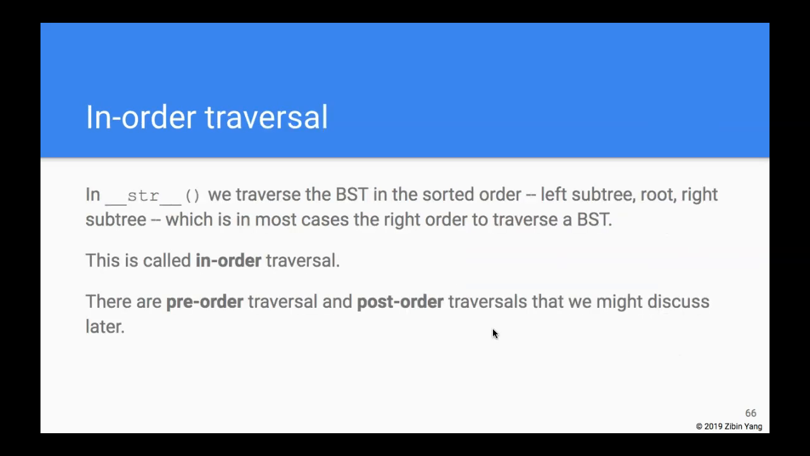So we've done the dunder string, and we traverse the entire BST in a sorted order. We visit the left subtree first, and then the root, and then the right subtree. So that's really, in most cases, how you would traverse a BST, because it's sorted, right? And this order, left subtree, root, and then right subtree, actually has a name. It's called in-order traversal. There are other types of traversal, such as pre-order and post-order, depending on what you visit first. We might talk about those later.